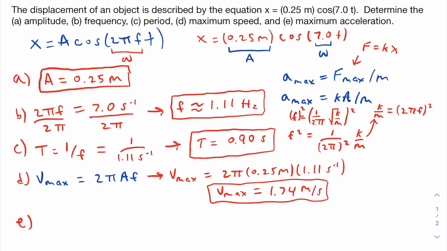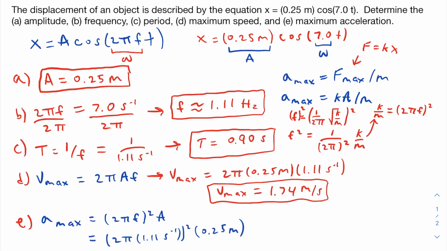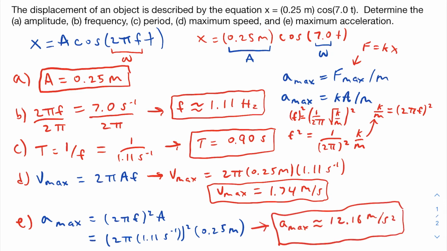If we plug this into our equation for the maximum acceleration, we can see that the maximum acceleration is simply equal to the square of 2 pi times the frequency multiplied by the amplitude. Plugging in the amplitude and frequency we found in parts A and B, we can find that the maximum acceleration is equal to approximately 12.16 meters per second squared. We have now solved for everything that the problem asks for.